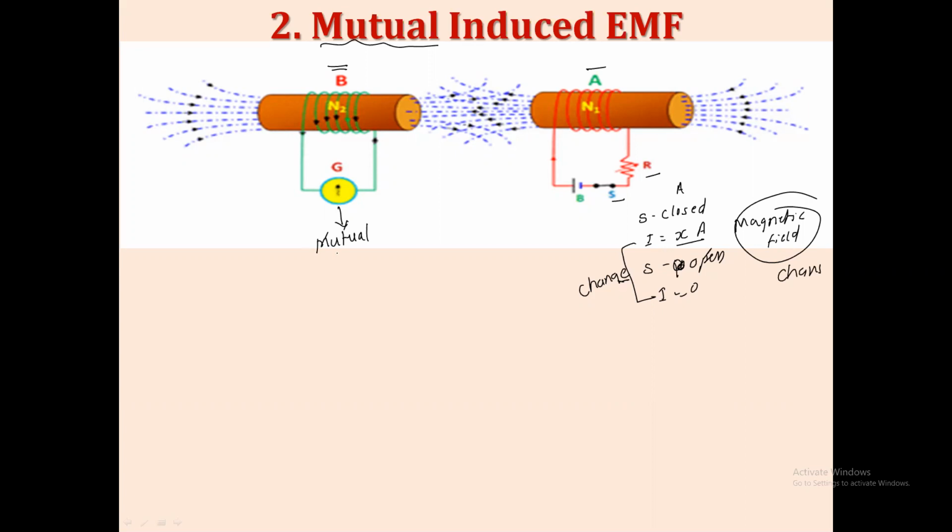Why do I say that it's mutual? Because EMF is induced in coil B due to change in current in coil A.